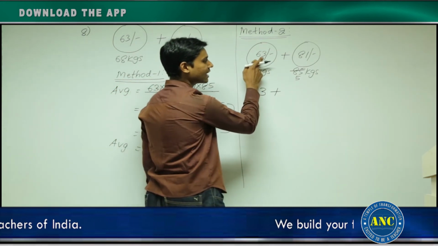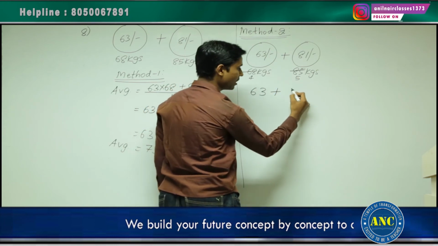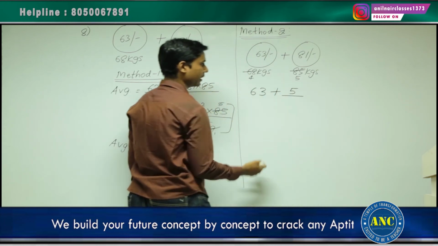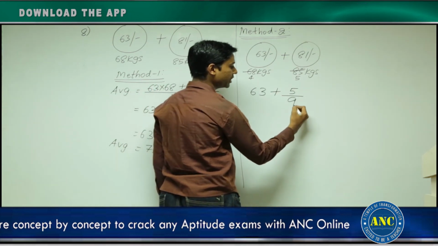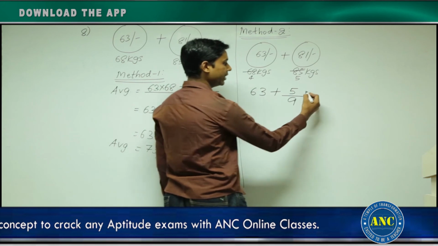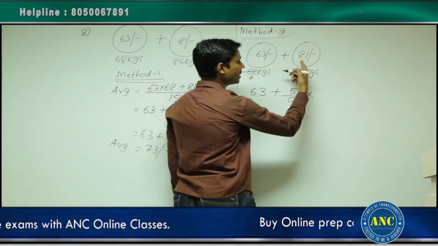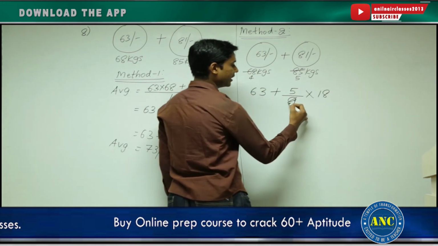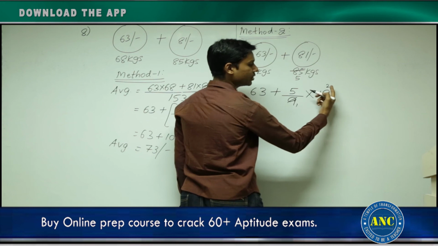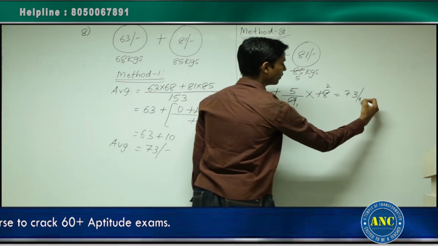63. What is the diagonal element of 63? Diagonal element of 63 is 5. Write down 5 divided by. What is the sum of these two? 5 plus 4, 9. Sum of these two is 9. Write down 9 into. What is the difference of these two? Difference of these two is 81 minus 63. It is 18. Write down 18. 9 into 1, 9 into 2. What is 5 into 2? 10. 63 plus 10 is 73. That is what we got here also.